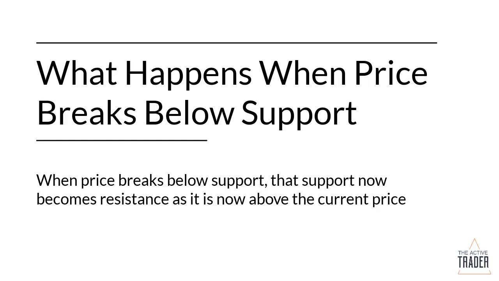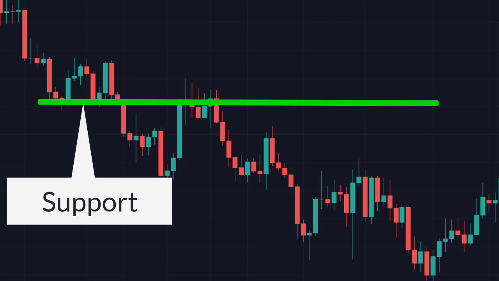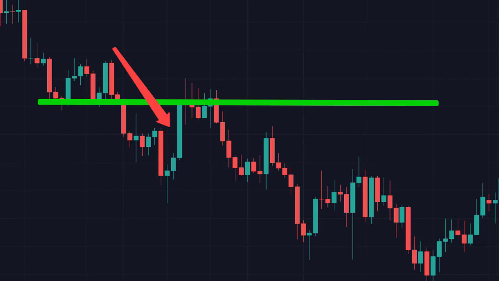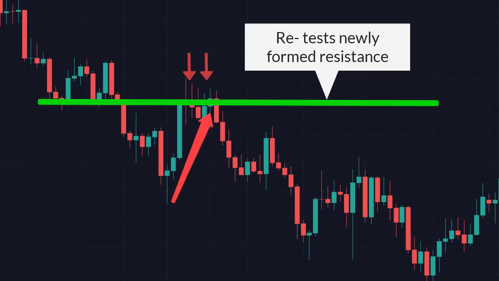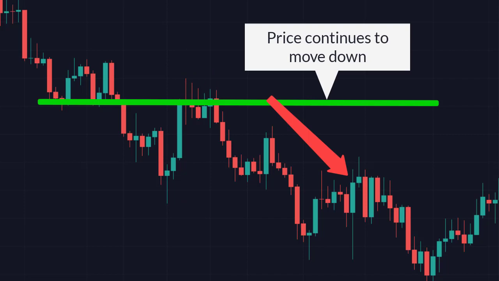Similarly, when price breaks below support, that support becomes resistance. In this example here, we see this support where price reacted in the past. The price breaks below the support, which now becomes resistance as it is now above the price. Price pulls back to retest this newly formed resistance and continues to move down.